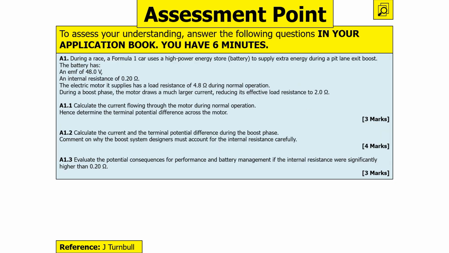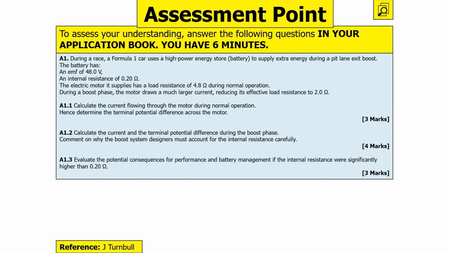The next question says, during a race, a Formula 1 car uses a high power energy store or battery to supply extra energy during a pit lane exit boost. The battery has an EMF of 48 volts and internal resistance of 0.220 ohms. The electric motor it supplies has a load resistance of 4.8 ohms during normal operation.